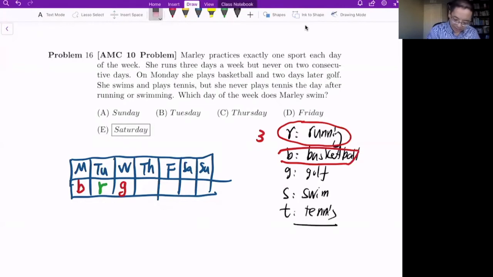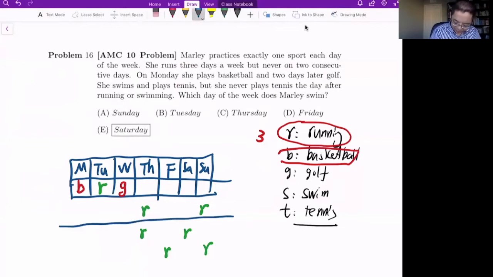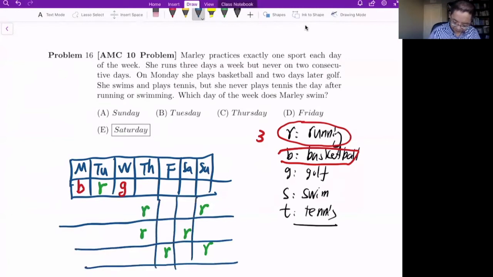So now let's accommodate the other 2 runnings. We can have a run like this, and we can have a run like that. We can have a run on Friday or Sunday. Now let's look at it case by case.